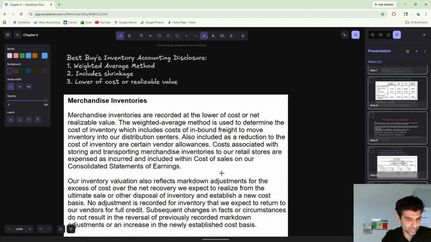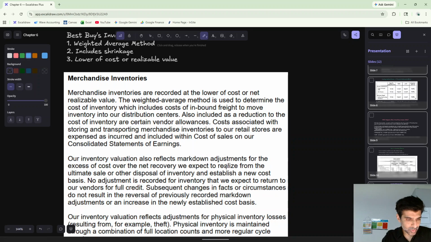What else is relevant here? Okay, so this is interesting. The freight to move it into their distribution centers is capitalized. The freight to take it from the distribution centers to their retail stores is expensed. So that's what it says here.